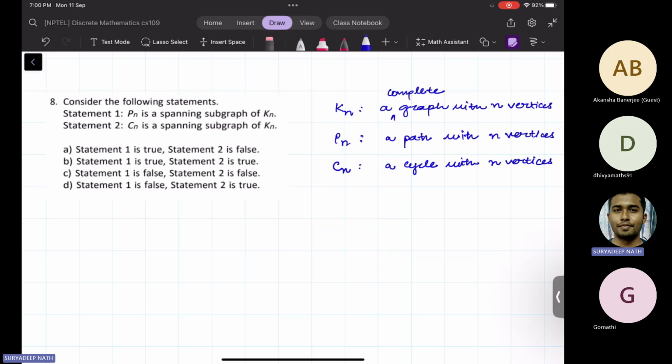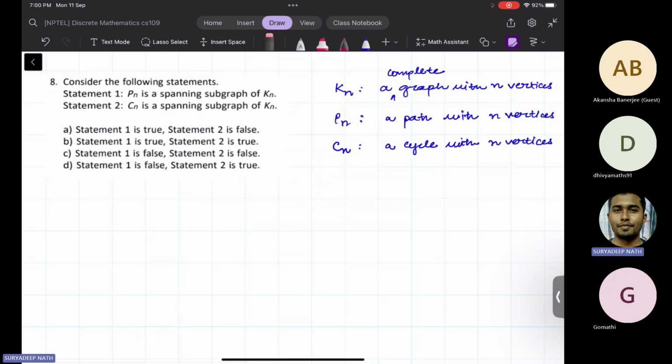So you have a graph, Kn, that is a complete graph. So there is an edge between any two nodes in the graph. Any two nodes you pick, there is an edge present. So that is the graph Kn. Pn is a spanning subgraph. So there is a path which contains n vertices, and it is a path. So is Pn a spanning subgraph of Kn?